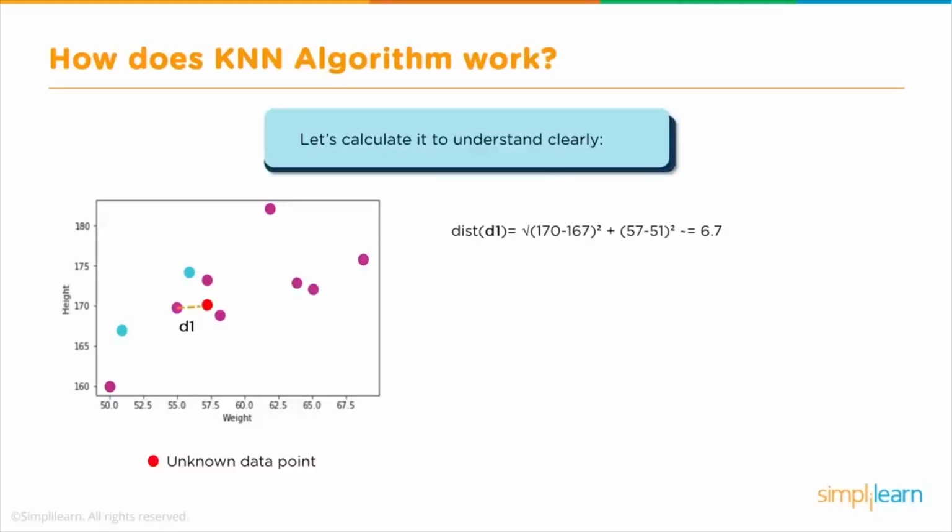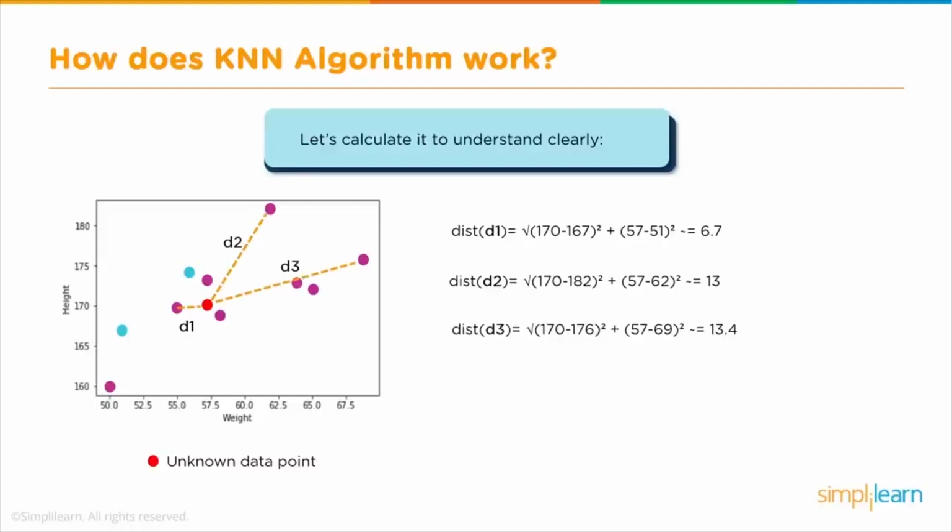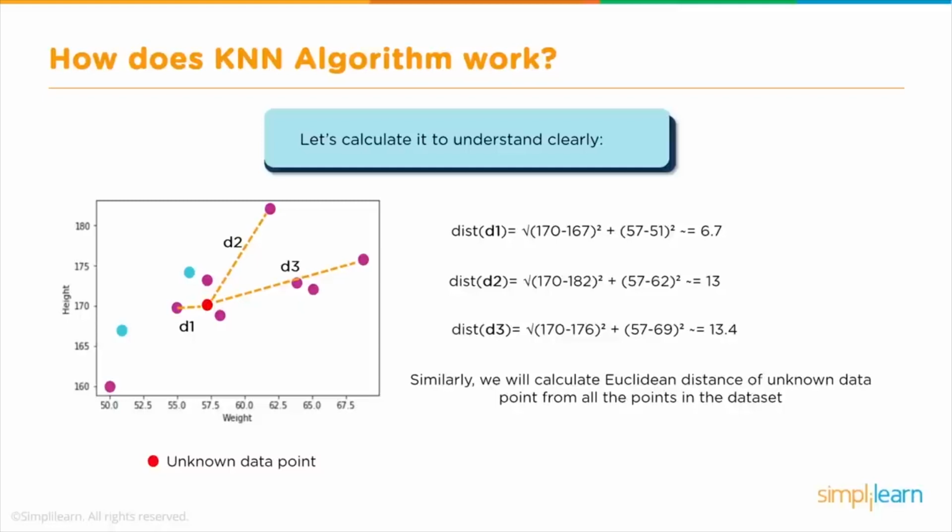The distance d1 is the square root of (170 - 167)² + (57 - 51)², which is about 6.7. And distance 2 is about 13. And distance 3 is about 13.4. Similarly, we will calculate the Euclidean distance of the unknown data point from all the points in the data set.